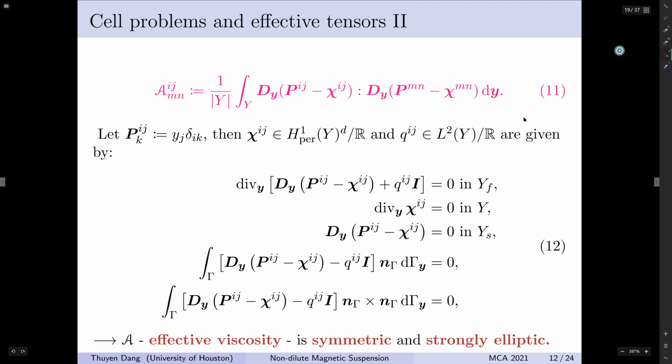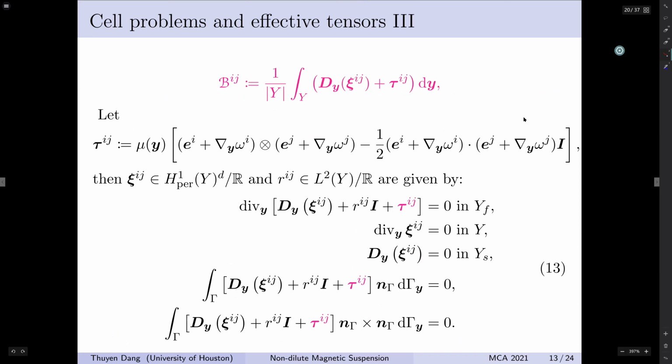A corresponds to the effective viscosity, and we can also prove that A is symmetric and strongly elliptic. The last constant tensor B is defined by this integral, where Cij is the solution of this cell coupling problem. Here you see that tau is the Maxwell stress tensor. So this system captures the coupling mechanism between the fluid flow and the magnetic field.